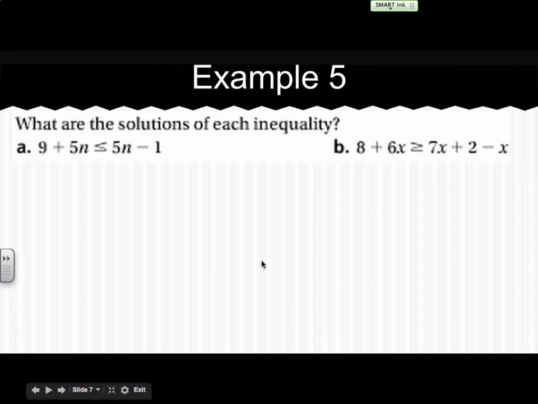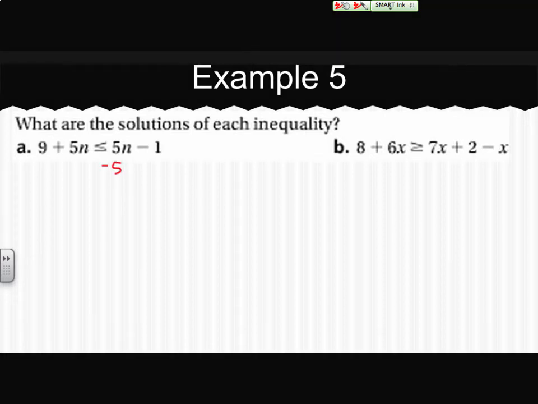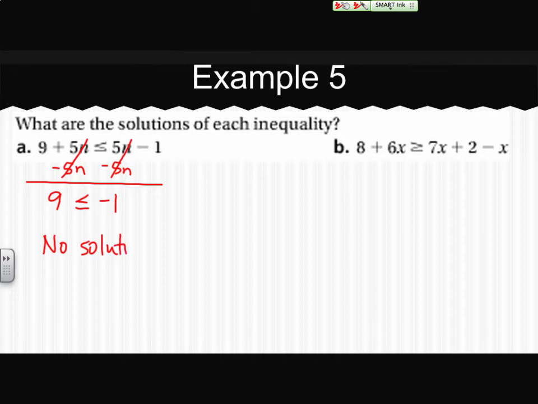Example 5, it says, what are the solutions for each inequality? Okay, so the first one, I want to get my n's on one side, my numbers on the other, so I'm going to subtract 5n from both sides. Now wait a minute, now I have 9 is less than or equal to negative 1 because the 5n's cancel out on both sides. Now, is 9 less than or equal to negative 1? No, and so this would be no solution. Because no matter what value n we plug in, it's not going to make it true.